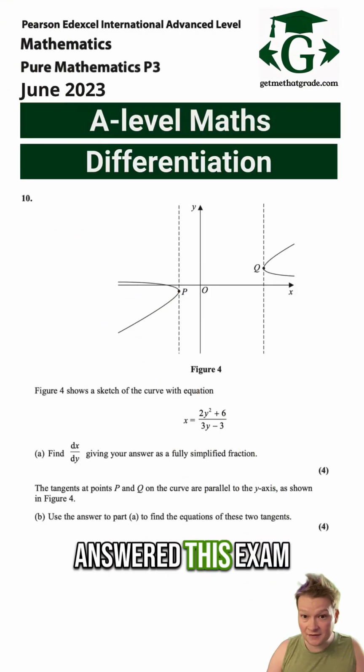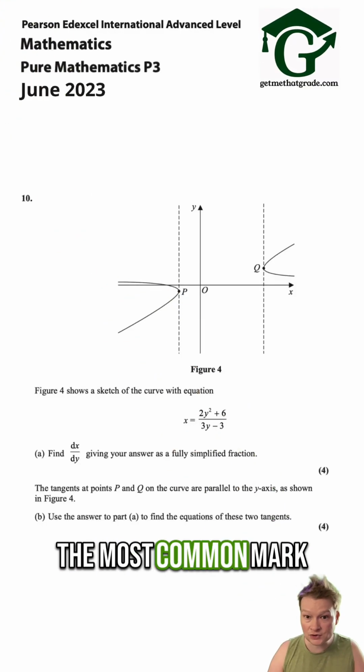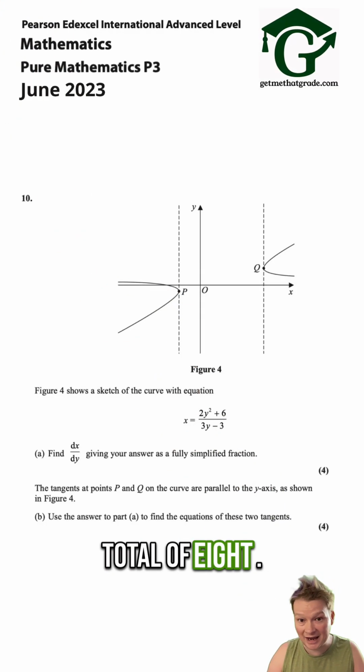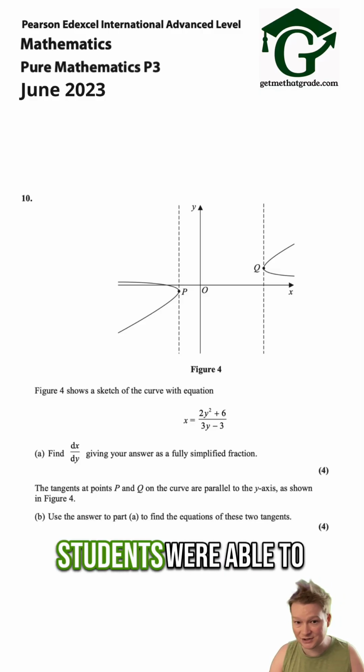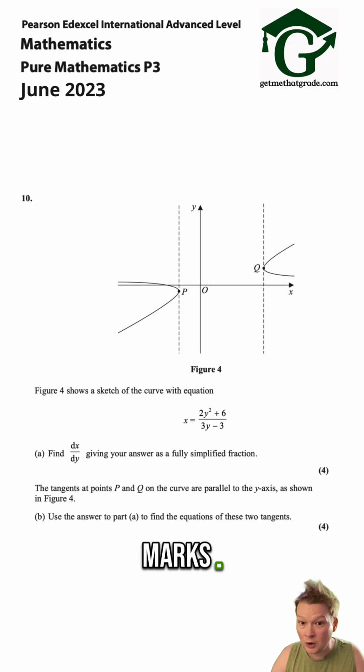A-level maths students answered this exam question very poorly. The most common mark was only 3 out of a total of 8. Almost 1 in every 4 students achieved that score. Only the very best students were able to score close to full marks. Would you be amongst them?